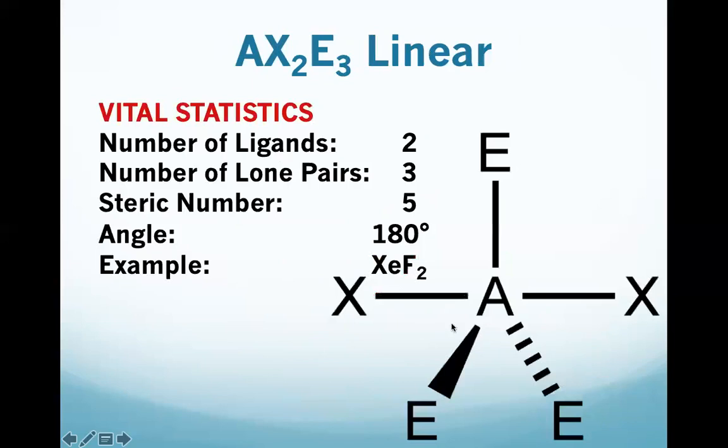Then going on to the next one, the last one is linear. So we have 2 ligands and we have 3 lone pairs. And then we would have a linear shape.